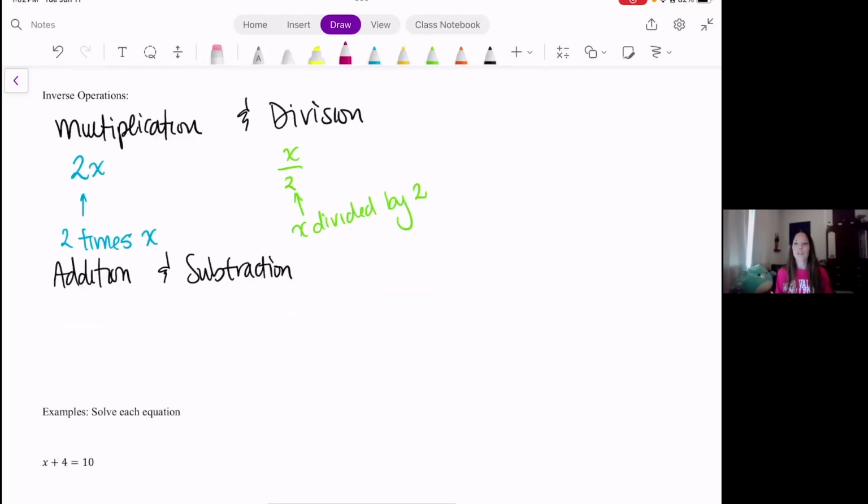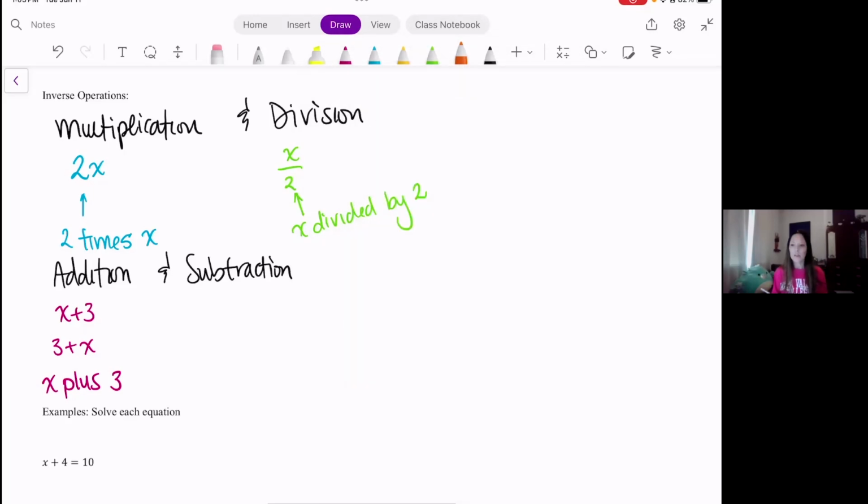Addition looks like x plus a number or a number plus x. In both of these situations, you're adding 3. Notice that there is no plus sign in front of the 3 in the second example because it's positive, it's implied. To undo this, I would subtract 3.